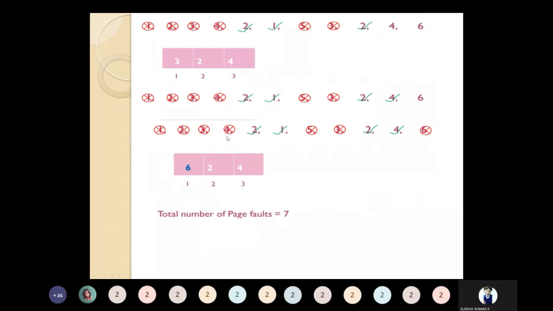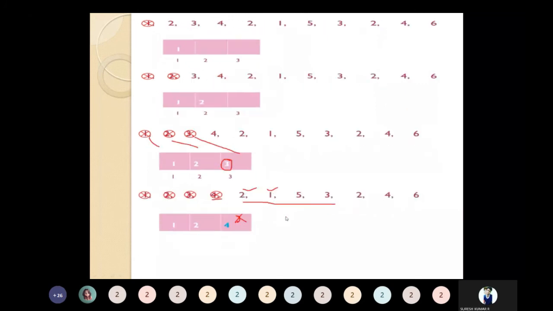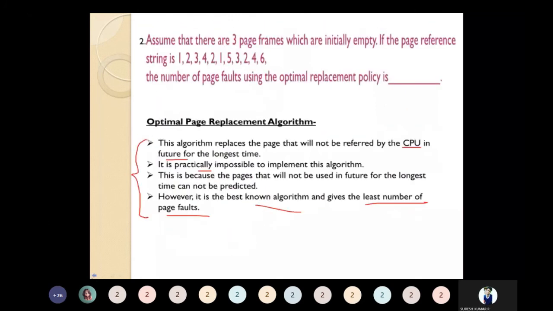Okay, here when we look at these red colored crossed items, 1, 2, 3, 4, 5, 6, 7. Right. So that is the total number of page faults using this optimal method. The total number of page faults is 7. So my answer for this question, optimal page replacement algorithm, is 7. Right. So this is the answer.